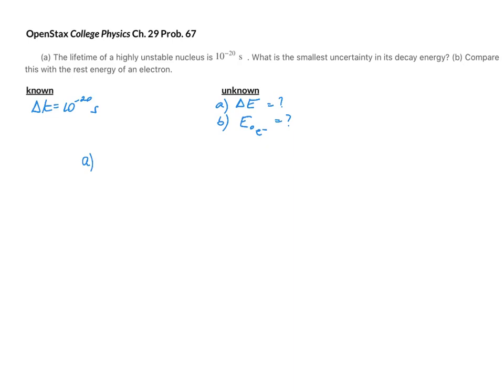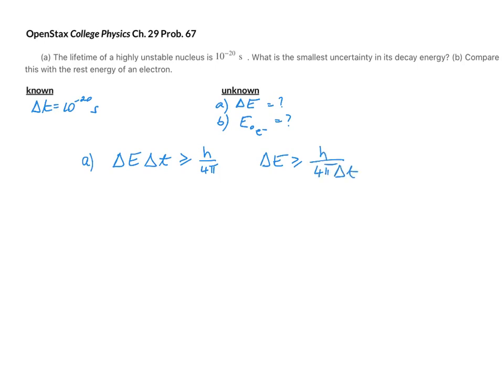So this is an example of a Heisenberg uncertainty principle problem where we're looking not at delta P delta X, but at delta E delta T. Heisenberg's uncertainty principle says that delta E delta T is greater than or equal to h over 4 pi. So that means that delta E is going to be greater than or equal to h over 4 pi delta T.